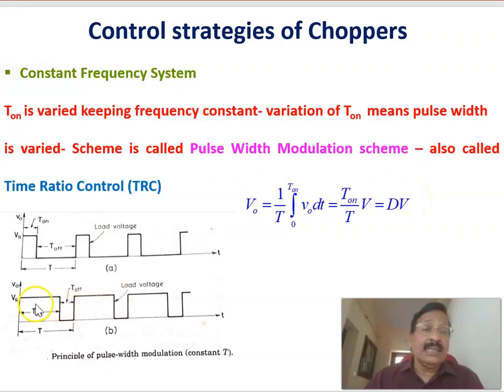And since the pulse width is changing, this scheme is also called the pulse width modulation scheme. This constant frequency control technique means the pulse width modulation technique in which the width of the on period is varied. That's called the pulse width modulation scheme. Another name is time ratio control.